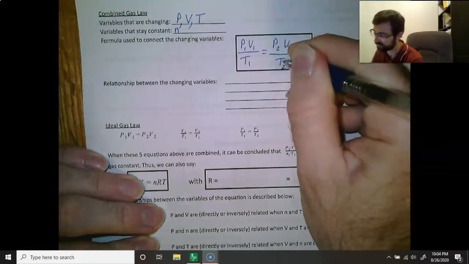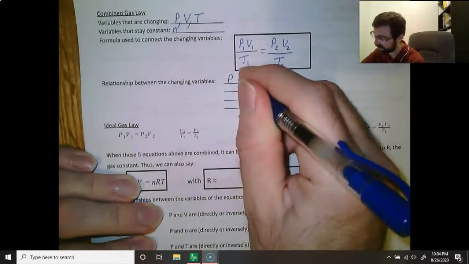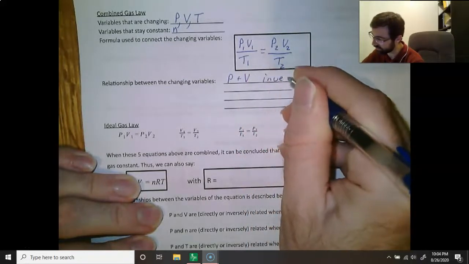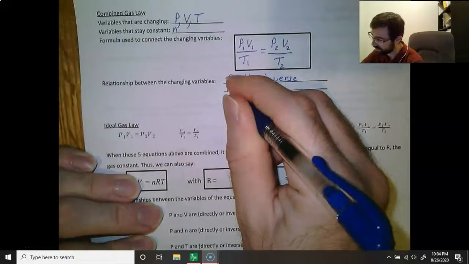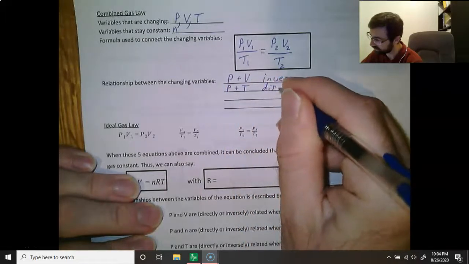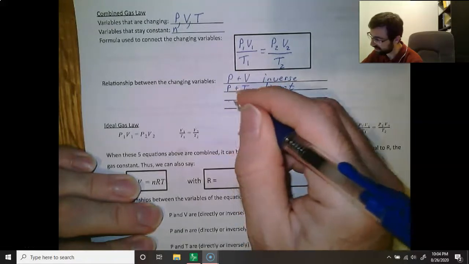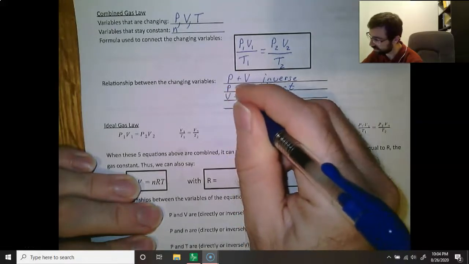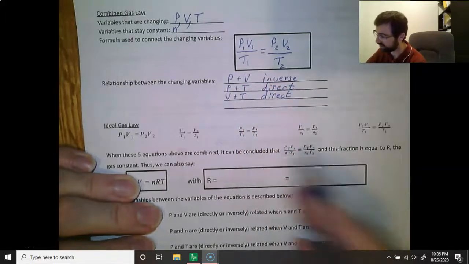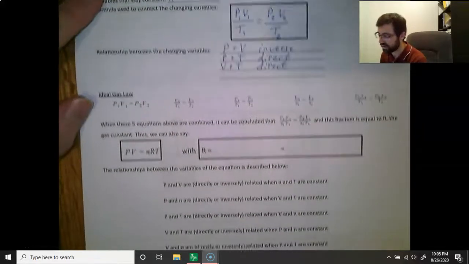Formula used to connect them is going to be P1 V1 over T1 equals P2 V2 over T2. The relationship, well, P and V are inverse. P and T are direct. V and T are direct. And we could mention N and V, but we won't right here. Okay. Go on to the ideal gas law.